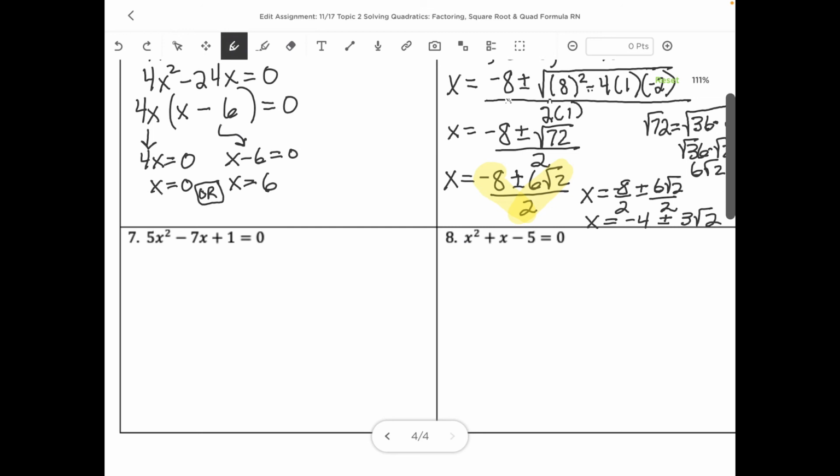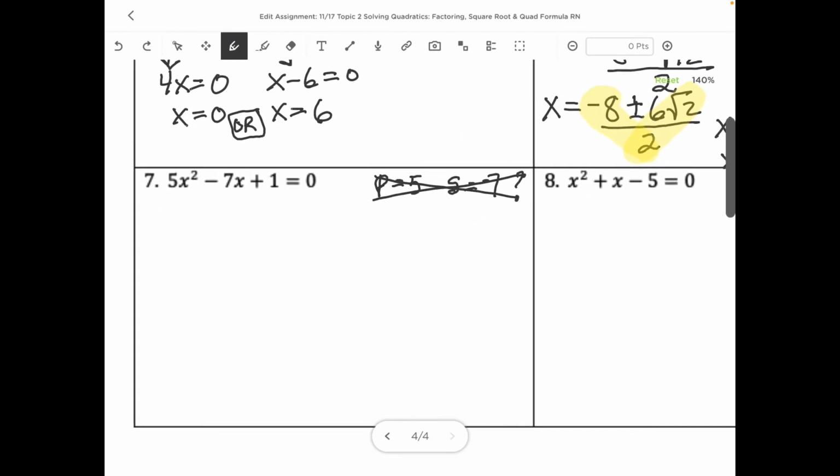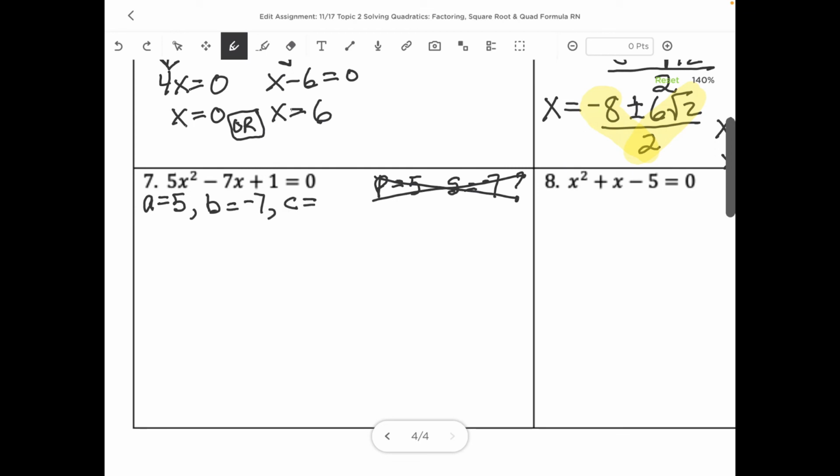So for here, if we were to factor a regular trinomial, we would be looking for a product of A times C. So we would be looking for a product of 5 and a sum of negative 7. And as we know, that is impossible. And so we jump to the quad formula. So A is 5, B is negative 7, C is 1.